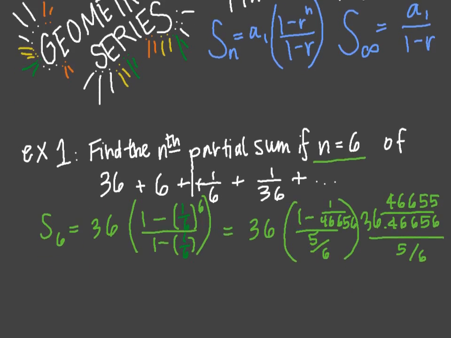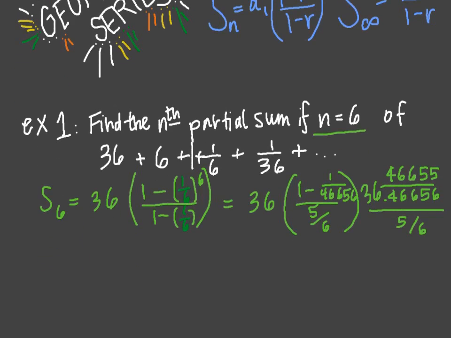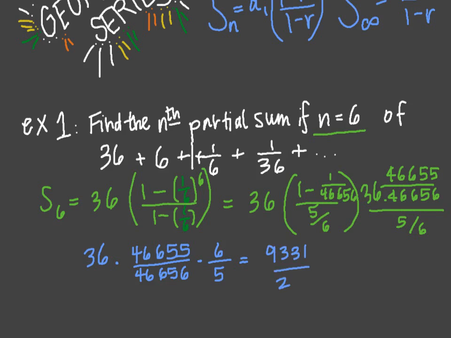Okay, so now time to simplify this. So we basically have 36 times 46,655 over 46,656 times, because this is divided by, so let's multiply by the reciprocal, 6/5. And all of this as a fraction is 9,331 over 216 when you simplify it.